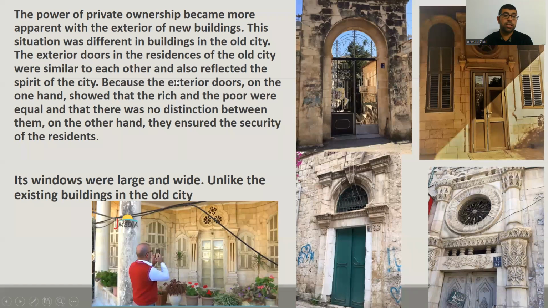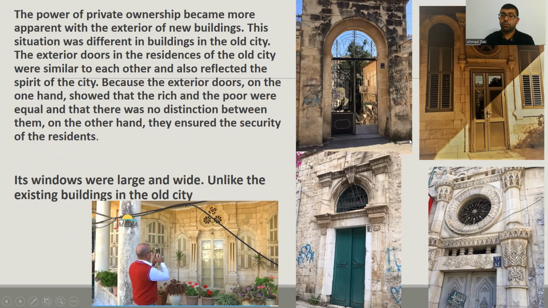The exterior doors in the residences of the old city were similar to each other and also reflected the spirit of the city. Because the exterior doors, on the one hand, showed that the rich and the poor were equal and that there was no distance between them. On the other hand, they ensured the security of the resident.